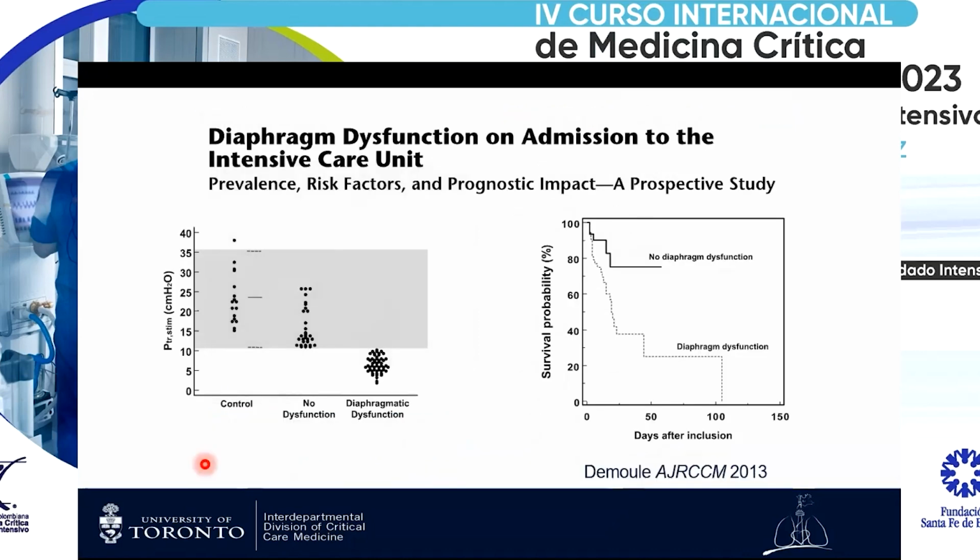There is one paper that I found, though, from Alex Demoule's group in Paris, where they actually did this in the ICU. Again, there may be some caveats with the technical challenges, but when they grouped patients into control patients, critically ill patients without diaphragm dysfunction as judged by phrenic nerve stimulation, and with diaphragm dysfunction, there was a big difference in survival and weaning outcomes in these patients. So diaphragm dysfunction is an important prognostic factor here.